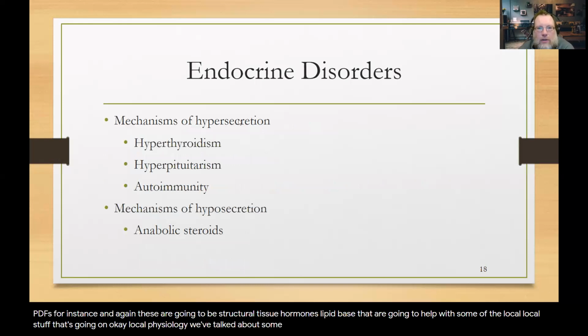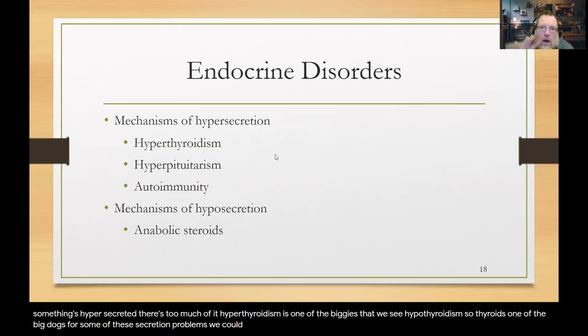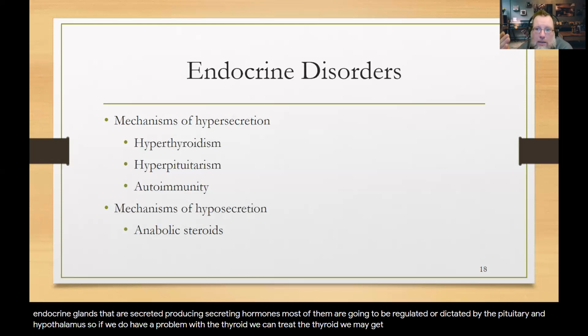We've talked about some endocrine disorders a little bit. Hyper versus hypo. Again, when something's hypersecreted, there's too much of it. Hyperthyroidism is one of the biggies that we see. Hypothyroidism. So thyroid's one of the big dogs for some of these secretion problems. By the way, most of our endocrine glands that are producing and secreting hormones are going to be regulated or dictated by the pituitary or hypothalamus. So if we do have a problem with the thyroid, we can treat the thyroid. We may get good response, but if we don't, maybe the problem is up higher.